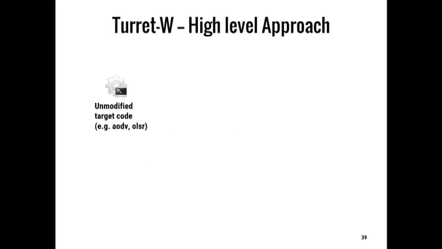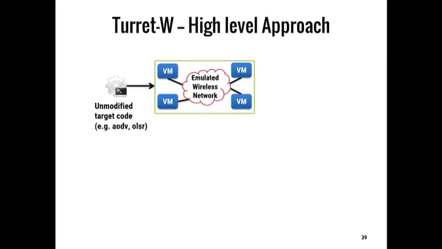At a high level, TurretW works as follows: given an unmodified target code, in this case a routing implementation, it deploys this code in each of the VMs. For communication, it utilizes an emulated wireless network.